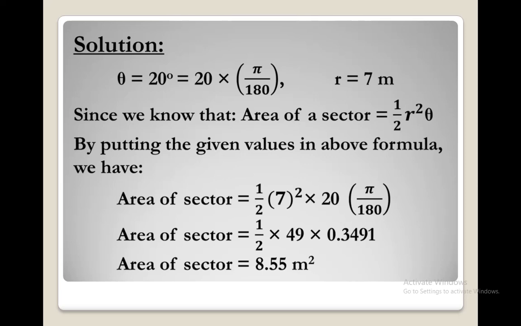Choice is yours whether simplify here or simplify in the next step by applying the rule. As we know that area of sector is 1 by 2 r square theta, so putting the values we have, area of sector will become 1 over 2, 7 whole square, into 20 into pi by 180. Sure, we are in need of calculator. Utilizing the calculator, your area of sector becomes 8.55 meter square. You already know that area is measured in square units. Hope you all are understanding.